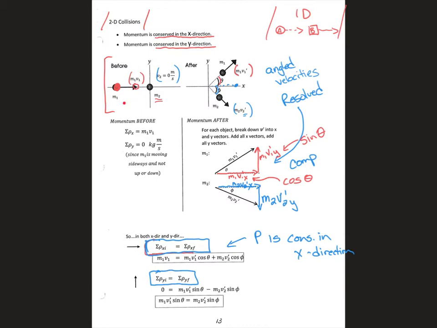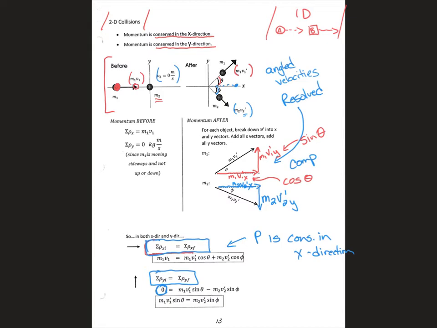Now, in the y direction, something interesting happens. Look back at the top. Mass 1 has all the momentum and mass 2 has none. This is before the collision. And in fact, mass 1 is not moving in the y direction whatsoever. It starts off with 0 momentum. You could technically put in m1 times 0, but it's not moving in the y direction at all.